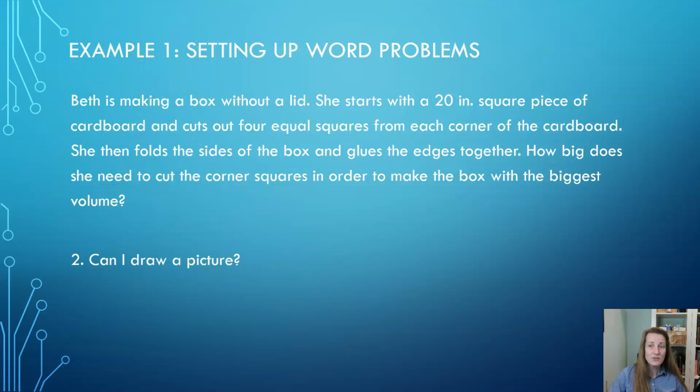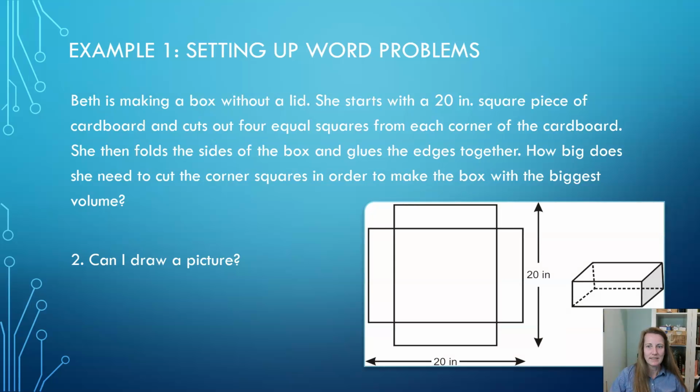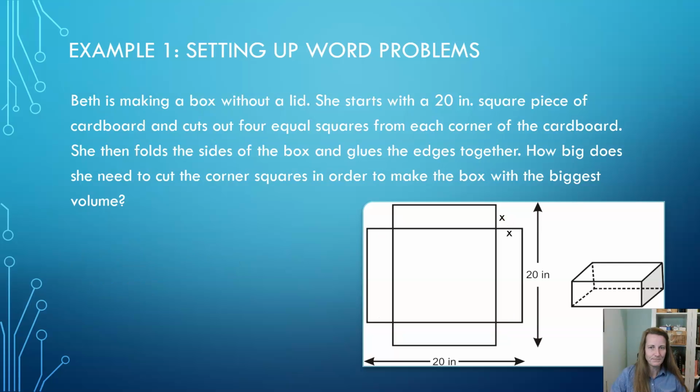Step number 2, can I draw a picture? Absolutely. Here's a picture, nice and neat for you. Label it. I don't see what I'm finding on there. I am finding these dimensions over here, these little corner cut pieces. Each of these corners is the same. I don't have to label them all, but I just wanted you to see that that's exactly what we're finding. We're finding that corner piece dimension. Okay, so it's been labeled.